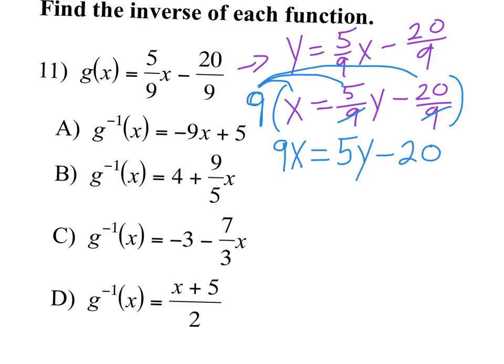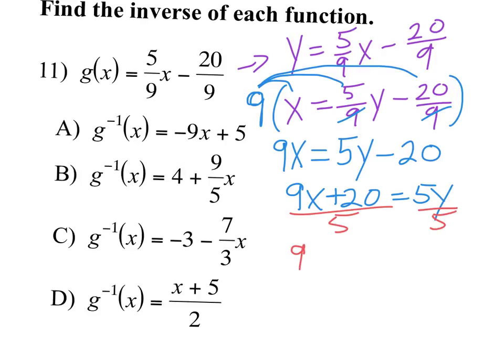This is a great way to get rid of denominators early in a problem so that you're less likely to make mistakes a little bit later. Okay, finishing this up, we're going to add 20 to both sides. So we get 9x plus 20 is equal to 5y. And then we're going to divide both sides by 5. And I'm feeling kind of lazy, so we're not going to divide this out yet.